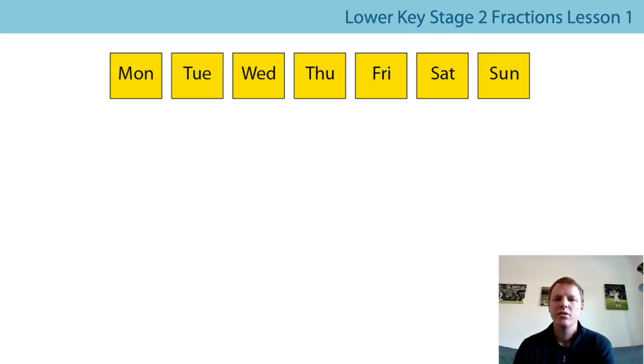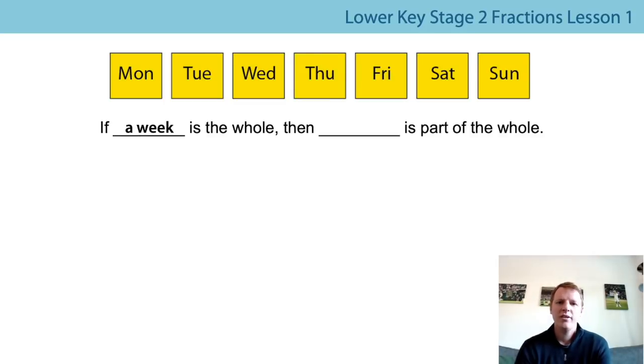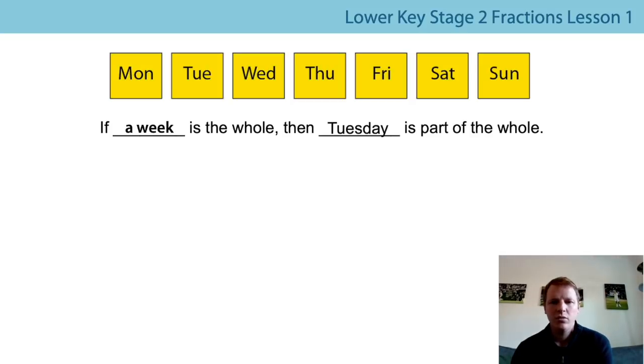Time to move things on again. At the top of the page, I have got Monday, Tuesday, Wednesday, Thursday, Friday, Saturday, and Sunday. I have identified a week as the whole. There's different ways you can say a week, but I've chosen to write this. I'm going to do an example. I am going to say this sentence, and I'm going to choose a part of a week. So if a week is the whole, then Tuesday is part of the whole.